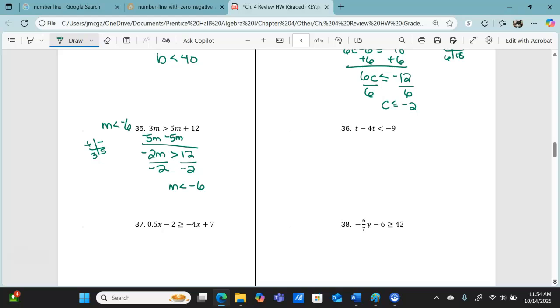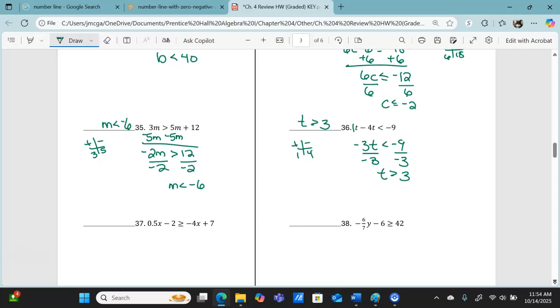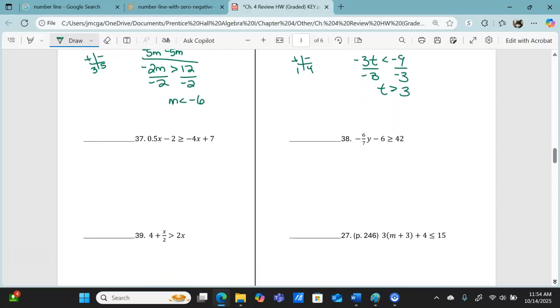On 36, I need to combine like terms first. I have a positive 1 and a negative 4, so that gives me a negative 3t. Divide by negative 3. T then would be greater than 3. Again, changing the direction of your inequality because you divided by a negative. If you multiply or divide by a negative number, you have to change the direction of your inequality.